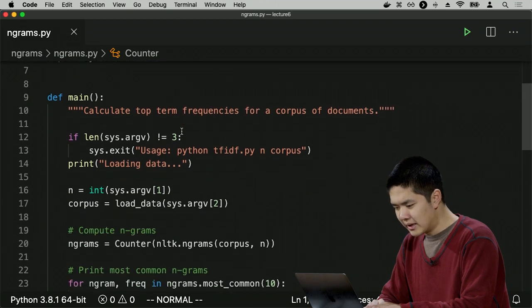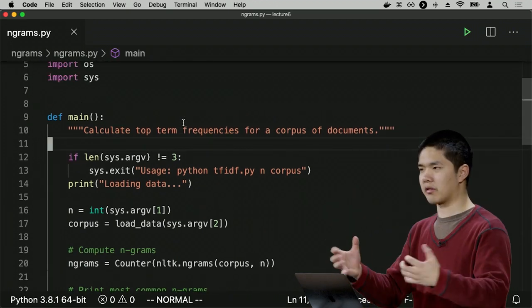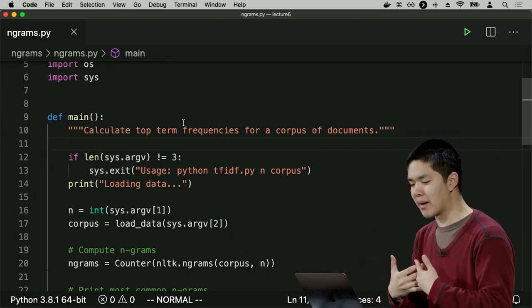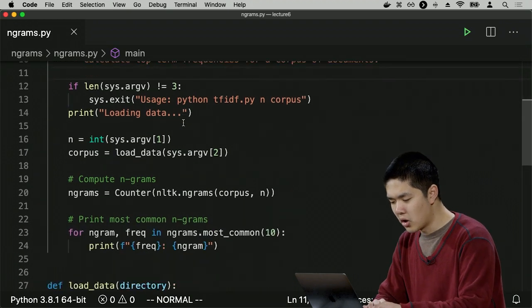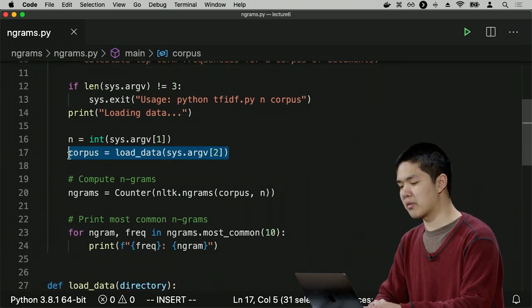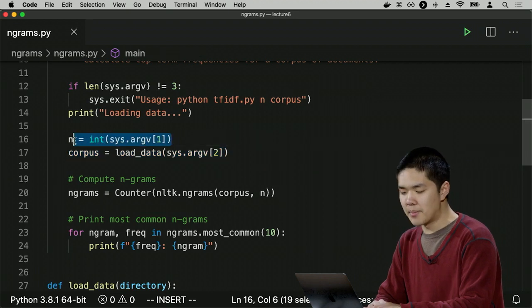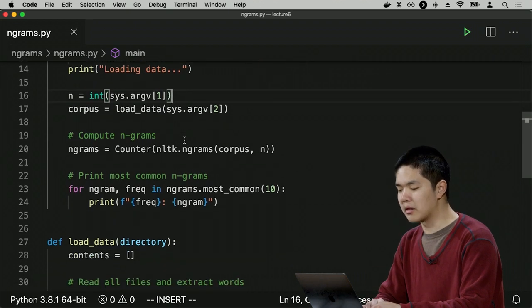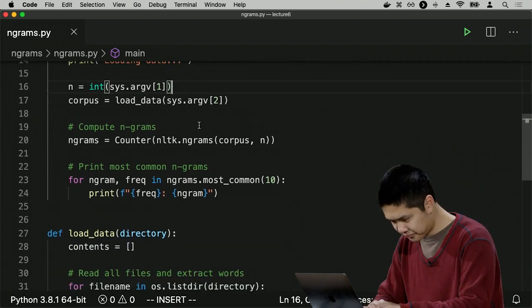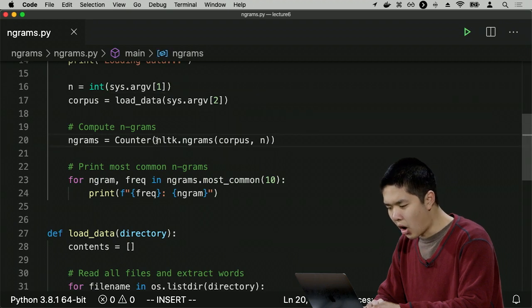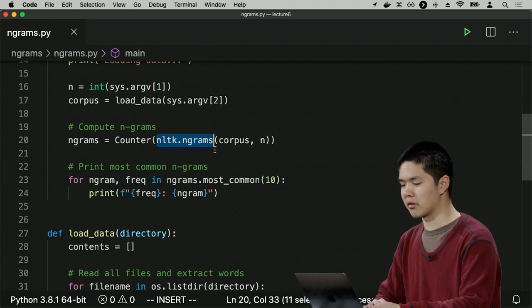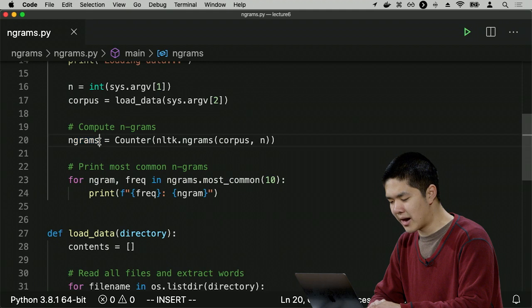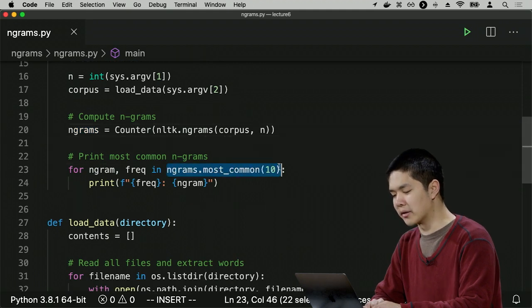What we have here is we are going to take some corpus of text, or some sequence of documents, and use all of those documents and extract what the most popular n-grams happen to be. In order to do so, we're going to load data from a directory that we specify as a command line argument. We'll also take in a number n as a command line argument, in terms of how many words we're going to look at in sequence. Then we're going to count up all of the nltk.ngrams. So we're going to look at all of the n-grams across this entire corpus and save it inside this variable n-grams. And then we're going to look at the most common ones and print them out.